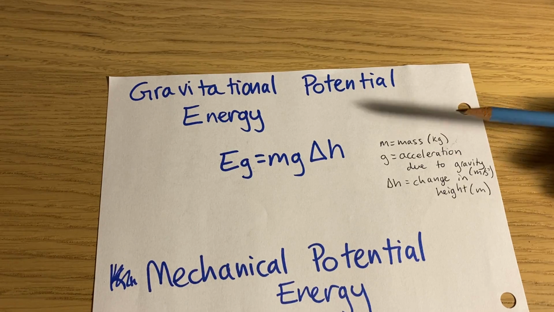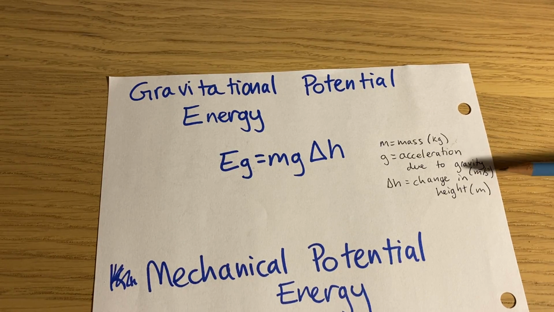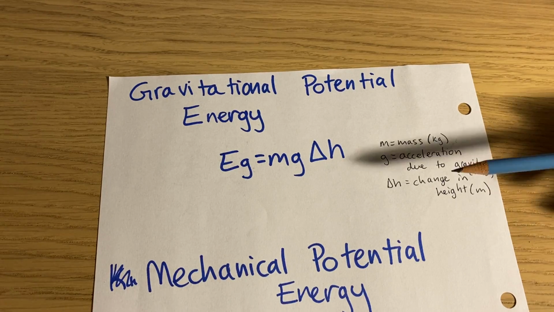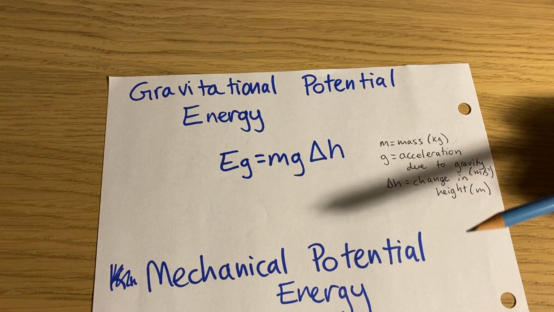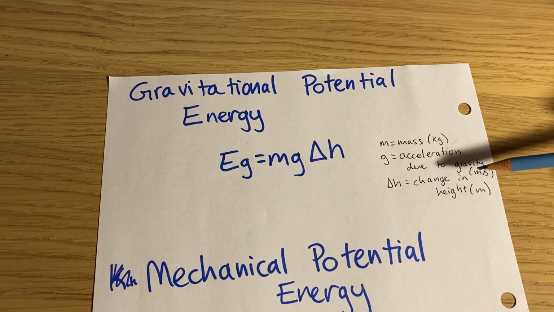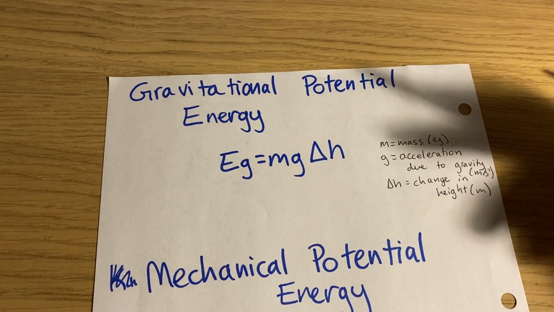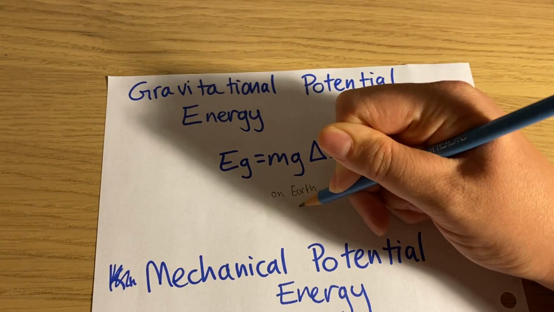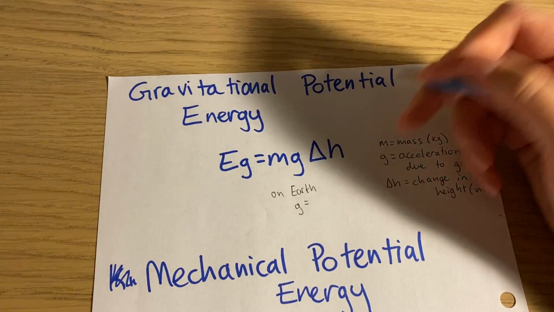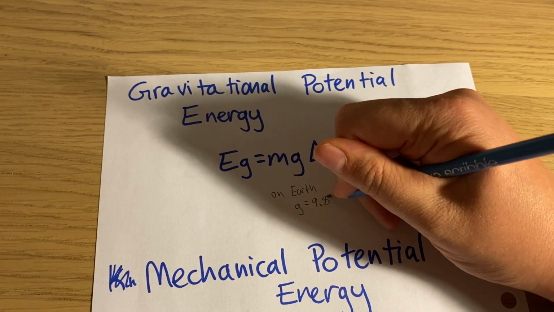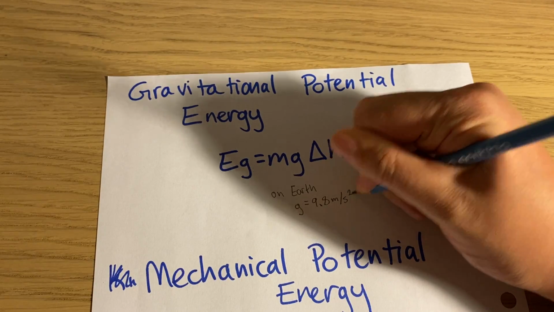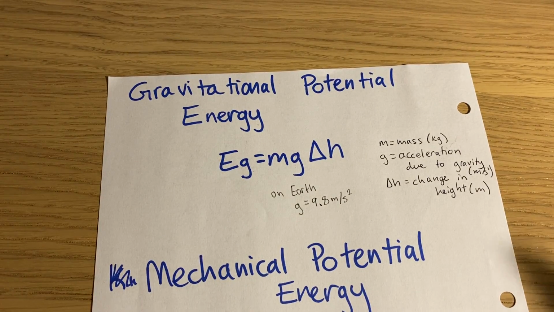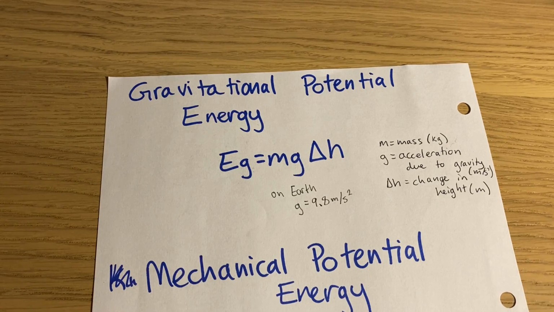g stands for gravity. It's the acceleration due to gravity. So how much speed something picks up as it's falling, right? When you first drop something, it'll fall slowly, but it'll pick up speed, or accelerate, as it falls. And actually on Earth, the acceleration due to gravity is 9.8 meters per second squared. It would be lower on the moon. It would be higher on larger planets like Neptune.